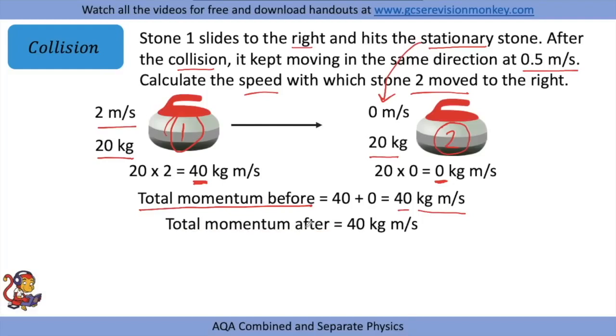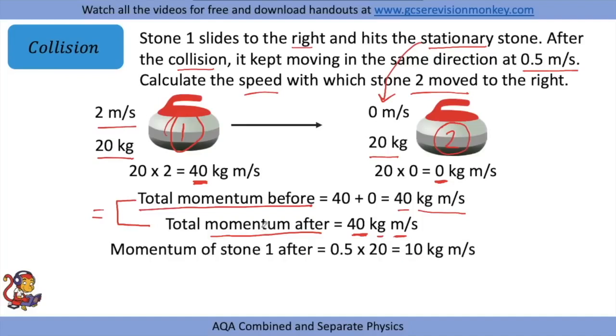So the total momentum after, because of conservation of momentum, must also equal 40 kilogram meters per second. That's not given to us. That's just through our knowledge of the conservation of momentum, that total momentum before is equal to total momentum after.